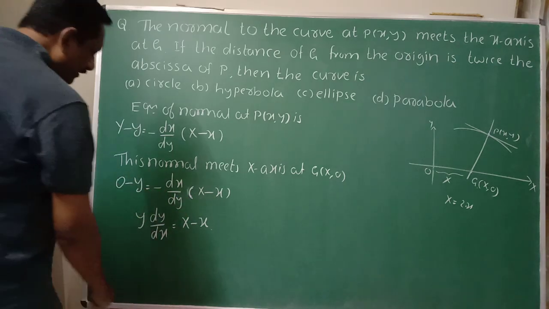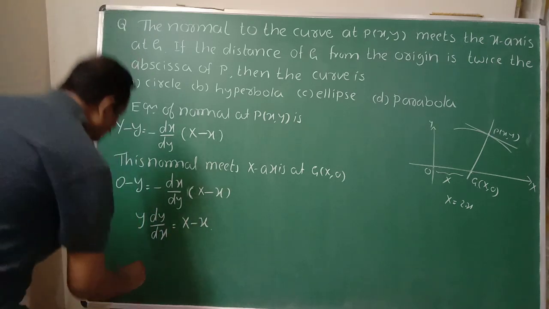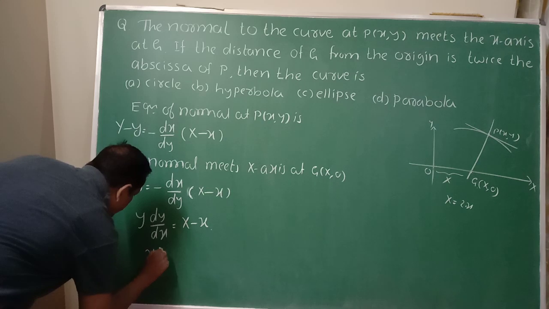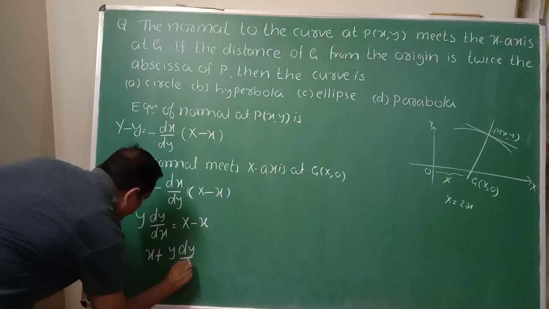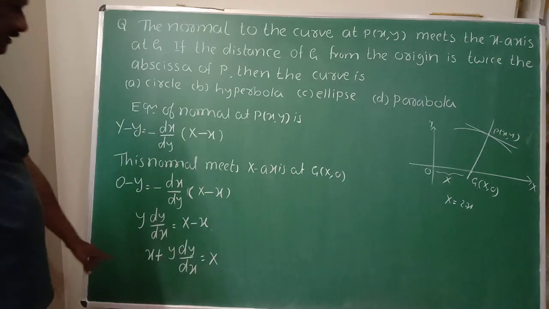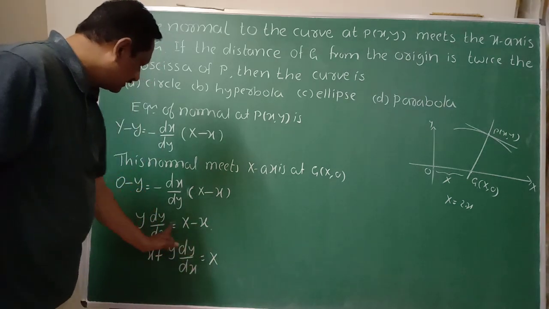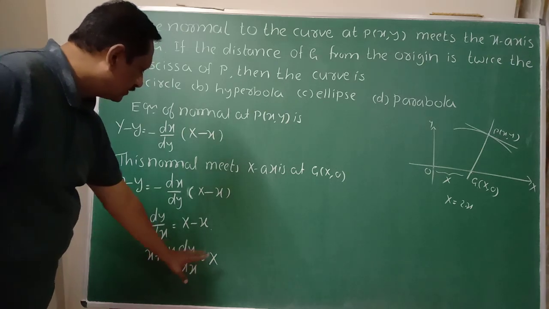Take minus x this side here. So x plus y into dy upon dx is equal to x here. Therefore take a minus x this side here, x plus y into dy upon dx equal to x here.